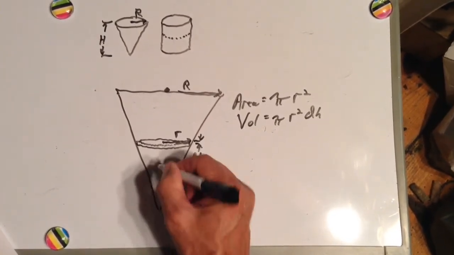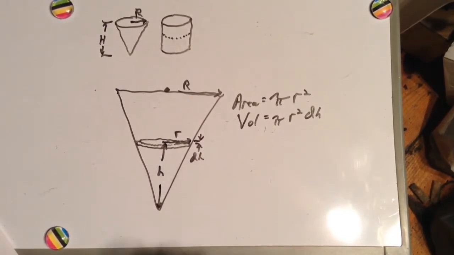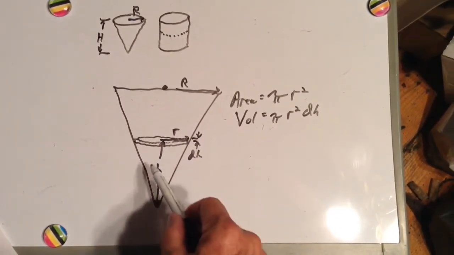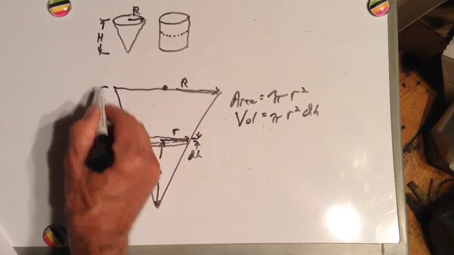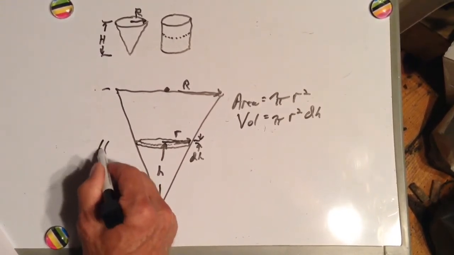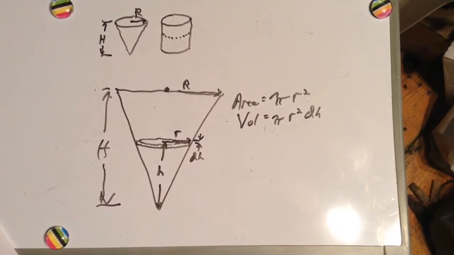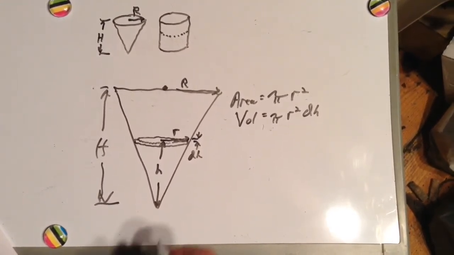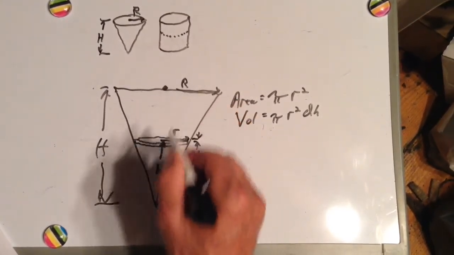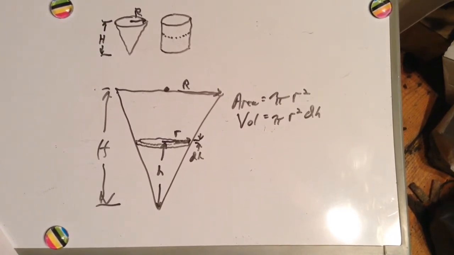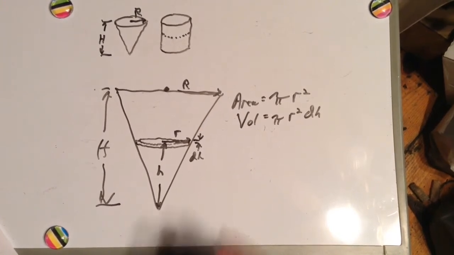Our height from the bottom point, we'll call that lowercase h. You could say we're integrating from lowercase h equals 0 to capital H, which is the height of the whole cone. Or you could say we're integrating from r equals 0 to r equals capital R. Each time we look at another disk a little higher than the previous disk, there's a change in radius.